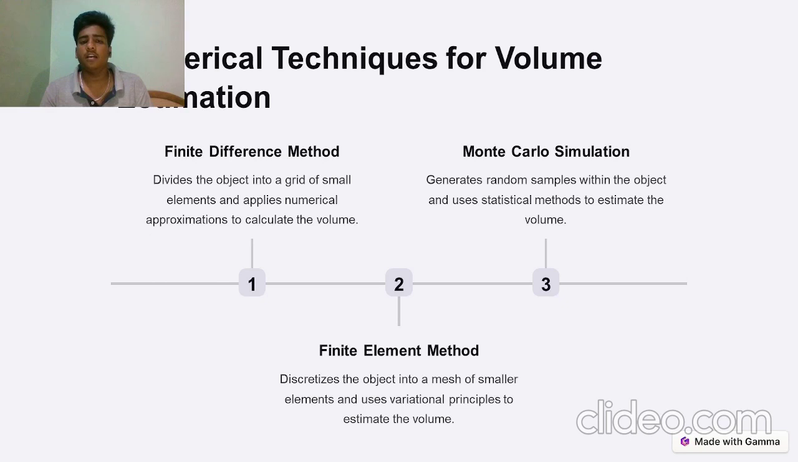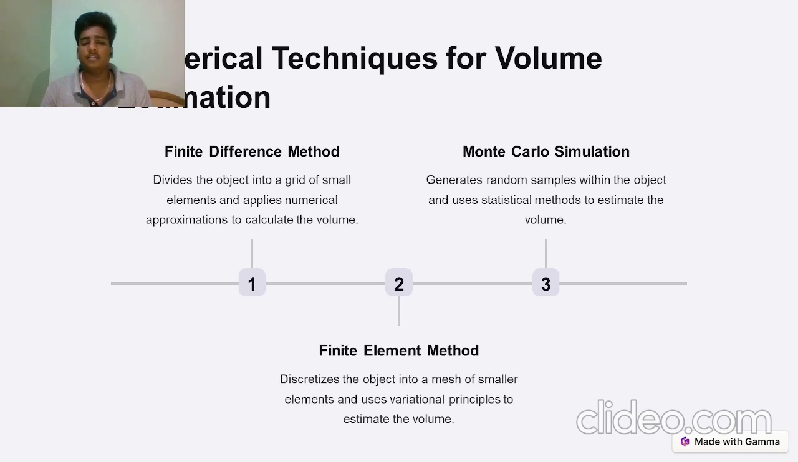So, let us know the techniques for volume estimation. The first technique is the finite difference method. It divides the object into a grid of small elements and applies numerical approximation to calculate the volume. The second technique is Monte Carlo simulation. It generates random samples within the object and uses statistical methods to estimate the volume.